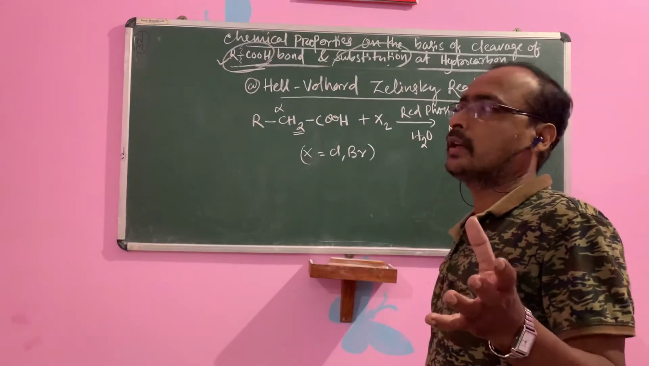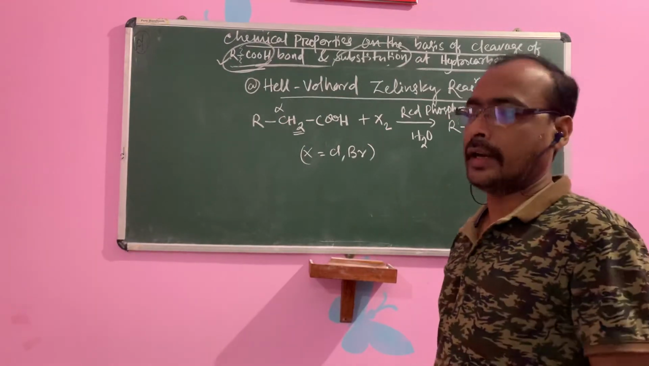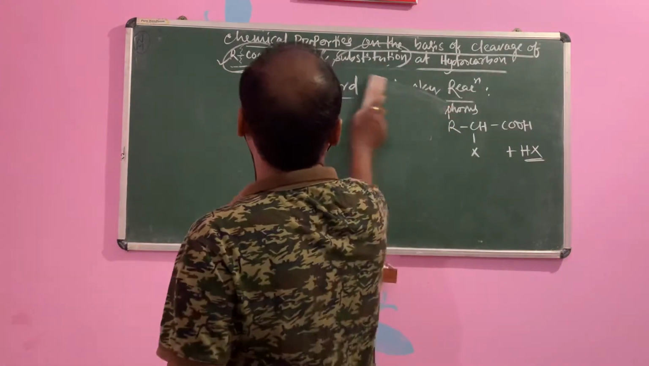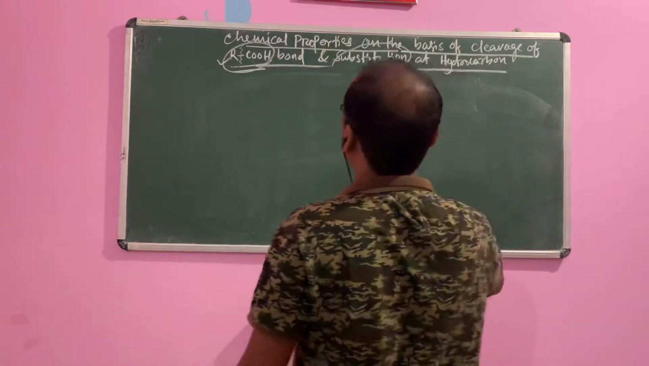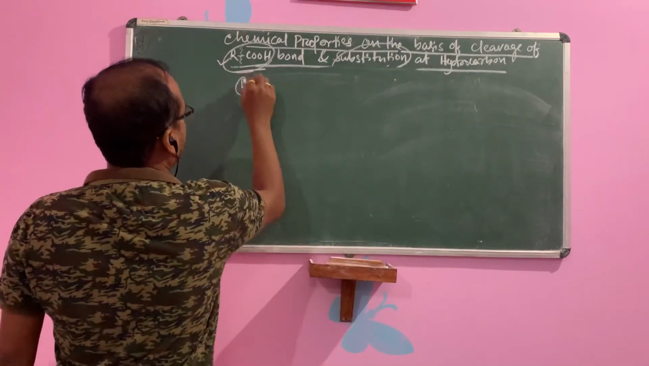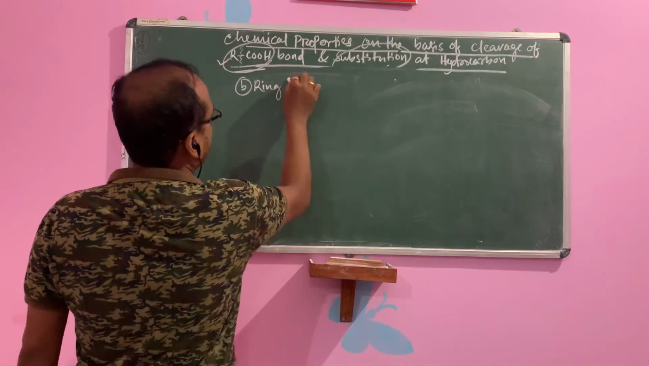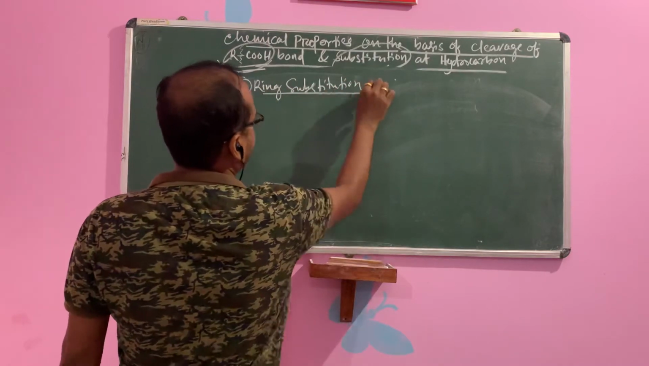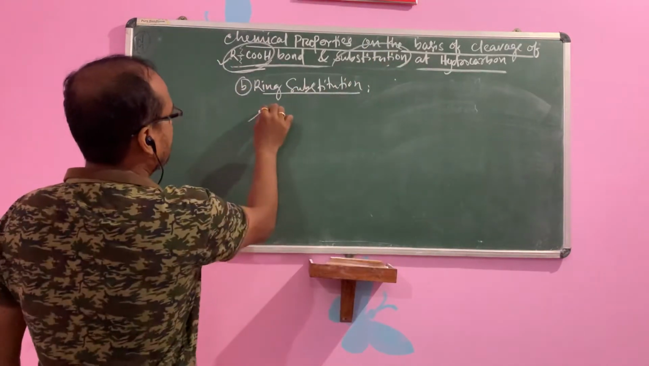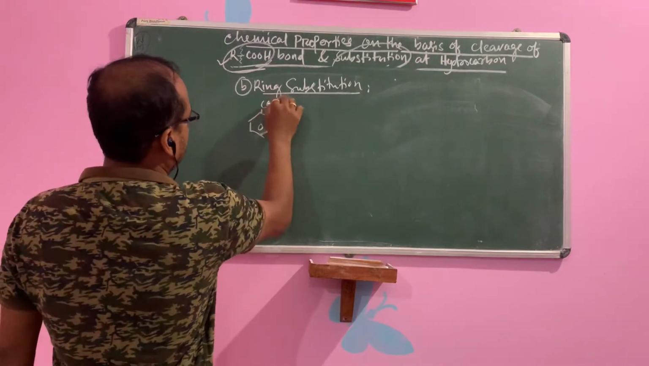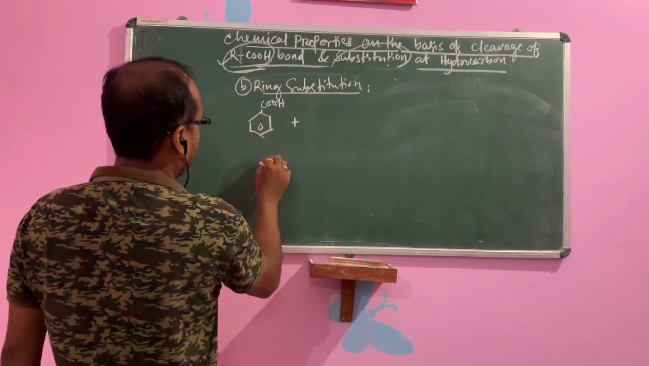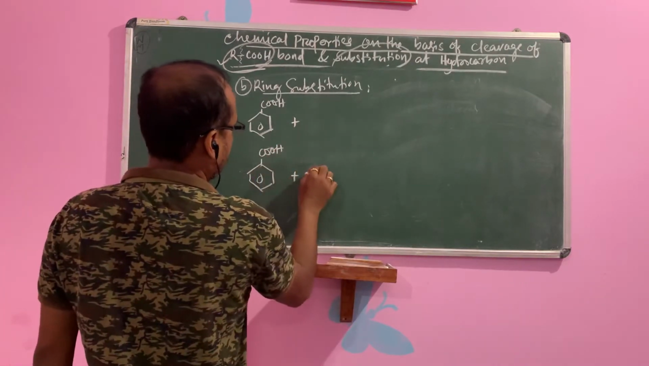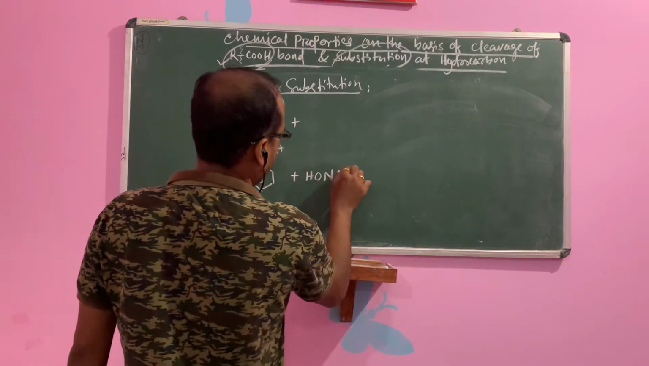Then last, another substitution, that is ring substitution. You know, children, it is an electrophilic substitution reaction at the benzene ring, ortho, meta, para. Second is the ring substitution reaction. When benzoic acid is treated with halogen, nitration and halogenation, these are the two.